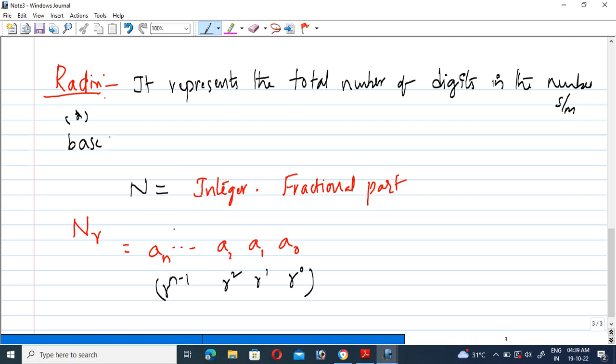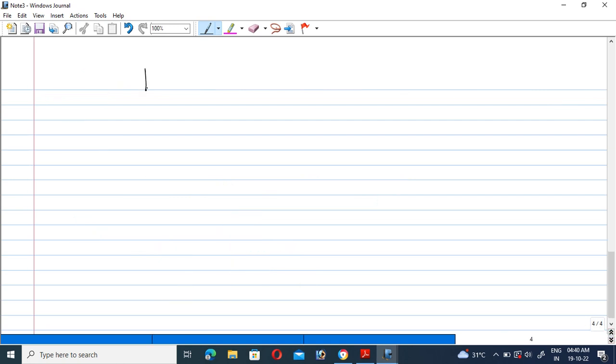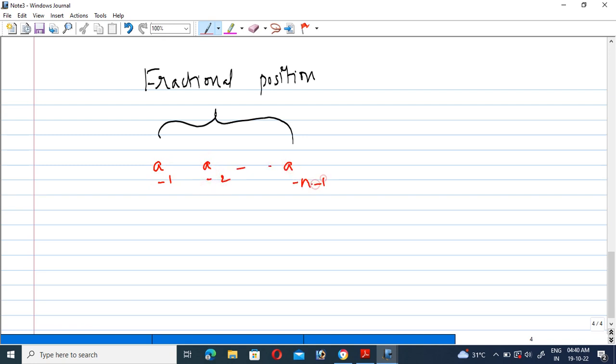This is for the integer position, because we are taking an integer. At the same time, if we go for the fractional position, there will be some difference. Fractional position can be represented in the following way. Here we can represent the digits a minus 1, a minus 2, and so on, or generally, considering some m value, a minus m.